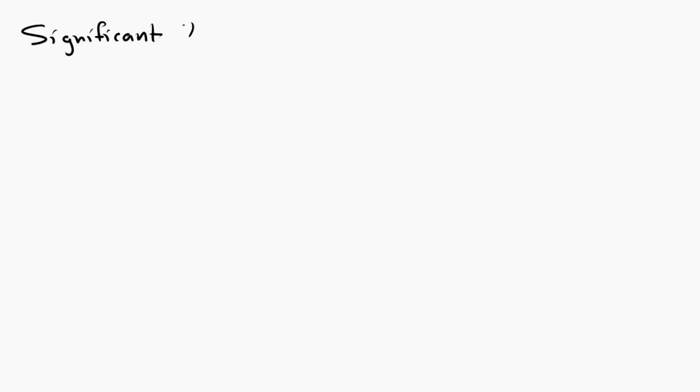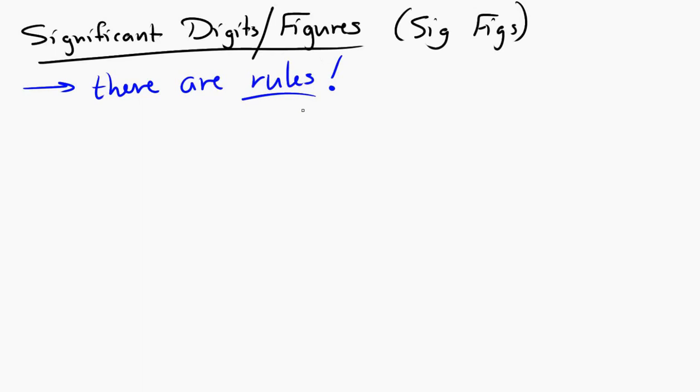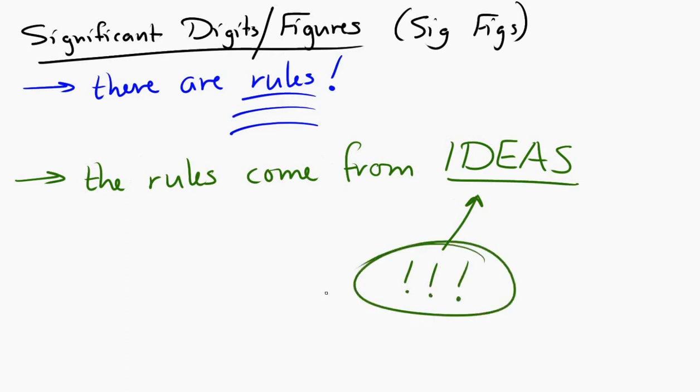Let's take a look at significant digits, or significant figures, or sig figs. You might remember them from another class, and maybe you remember that there are rules. You follow the rules and you get the right answer. You hope you remember the rules, and so on. But there's ideas behind the rules, and the ideas explain why the rules exist. And those ideas are really what's important. So let's take a look at that.